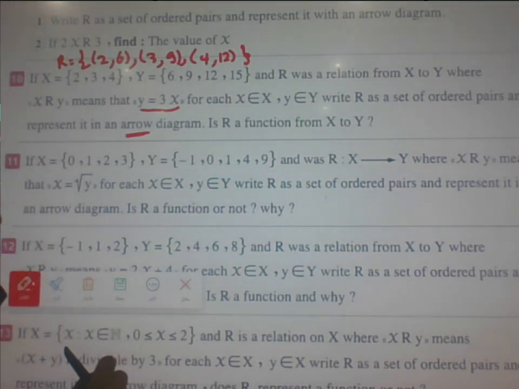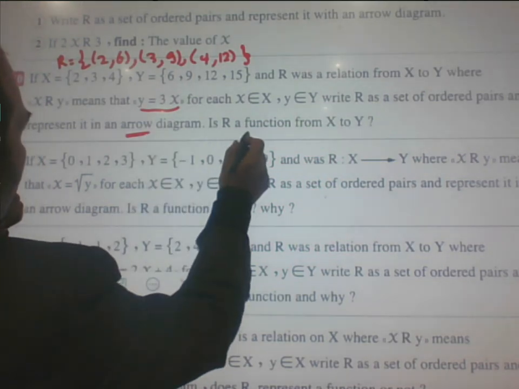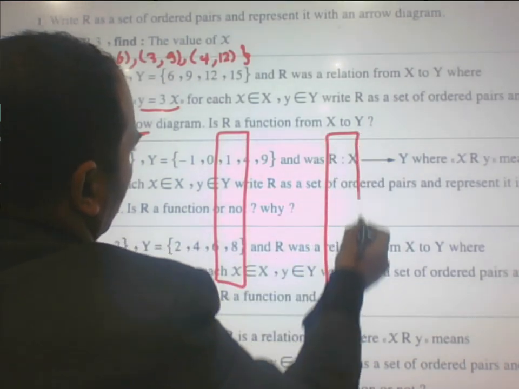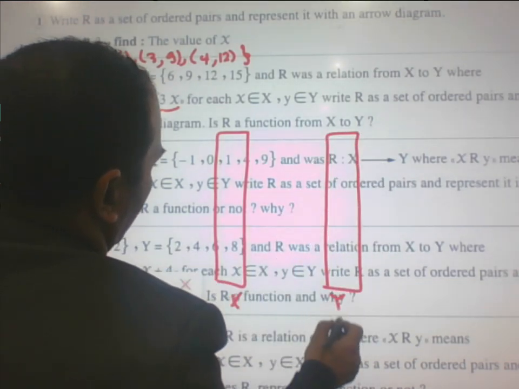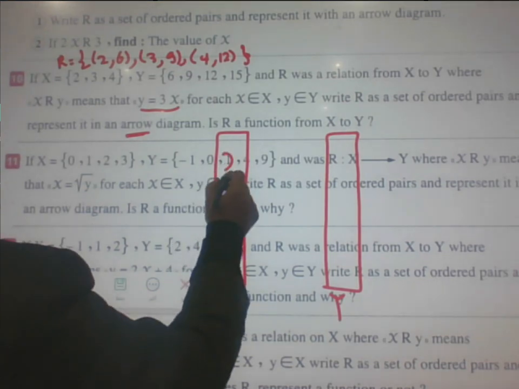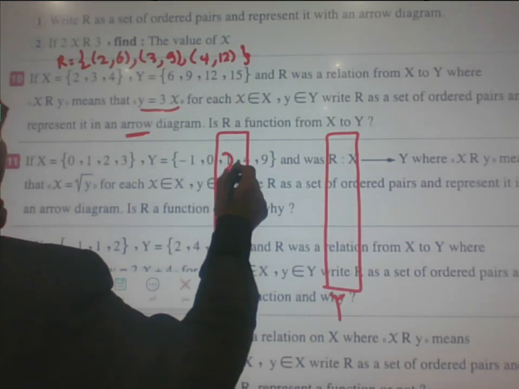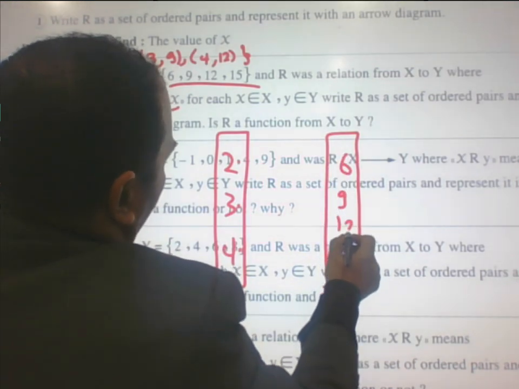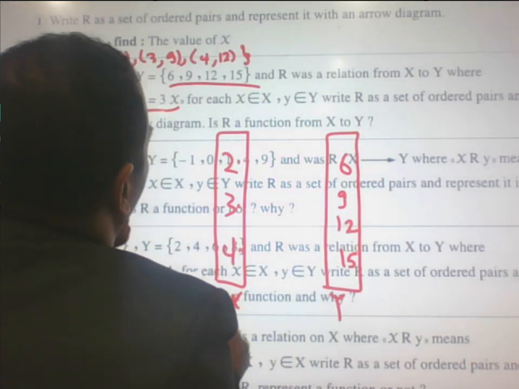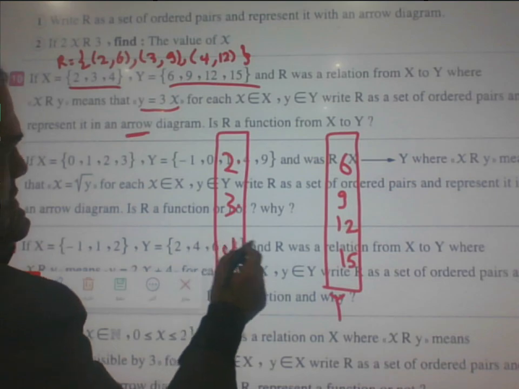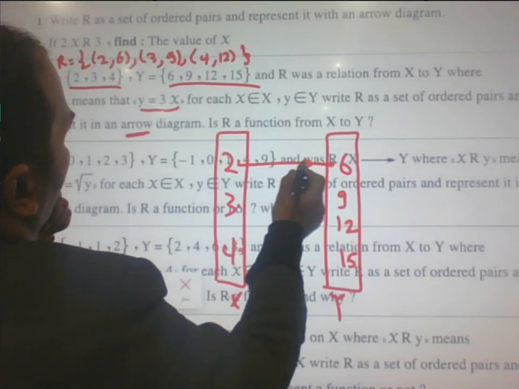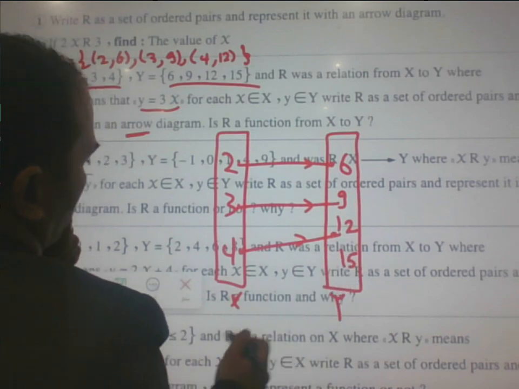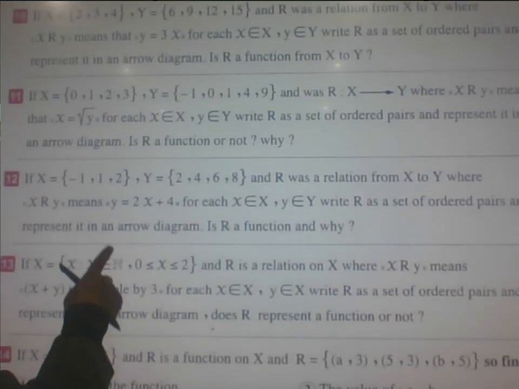Okay. Next question, we can draw an arrow diagram. It's easy. You can draw a vertical line here and also a vertical line like this. We have x and y. Elements of x are 2, 3, and 4, and y is 6, 9, 12, 15. And then draw from 2 with 6, and from 3 with 9, and 4 with 12.